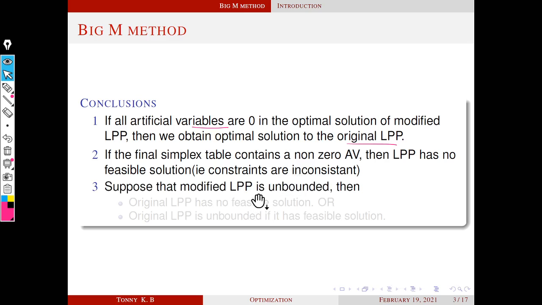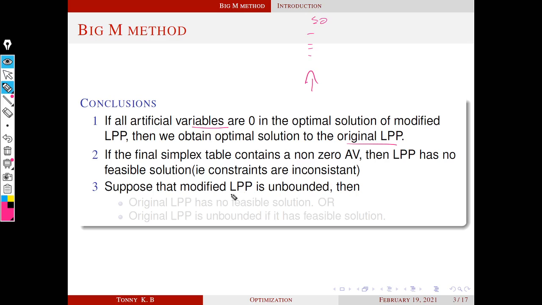Then the original LPP has no feasible solution, and also we have two more conditions. Suppose the modified LPP is unbounded. Modified LPP unbounded means we have an entering variable, but there is no leaving variable. There is no leaving variable means all the entries in the respective column are less than or equal to 0, so we cannot take the ratio. That is the condition for an unbounded solution.